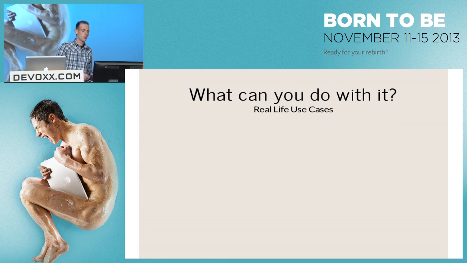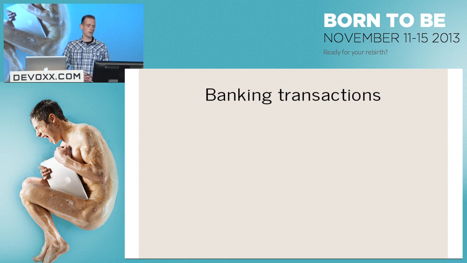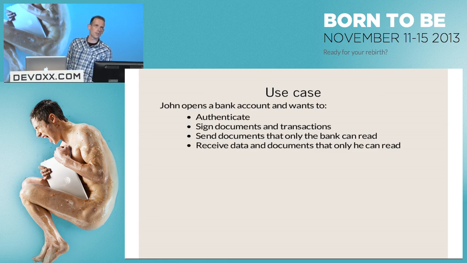So now we will go through some use cases with what you can do with such an API. The first use case is about banking transactions. Suppose that John opens a bank account and he wants to authenticate with the bank, sign some documents and transactions, so that the bank knows that they are from him, and he wants to send some documents to the bank that only the bank can read, and he wants to receive documents that only he can read and nobody else.